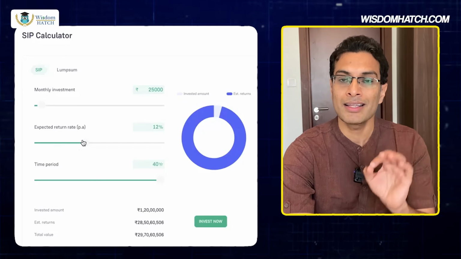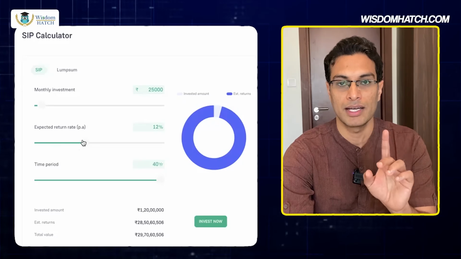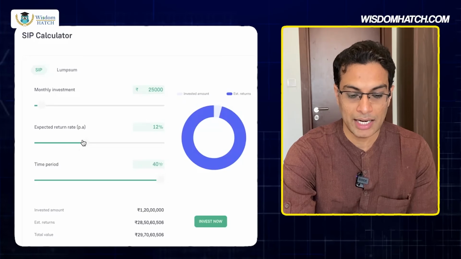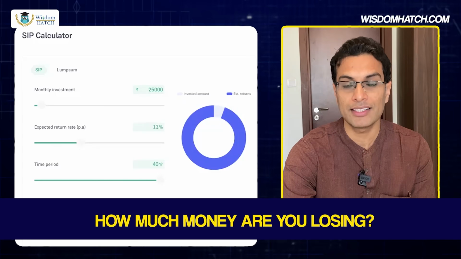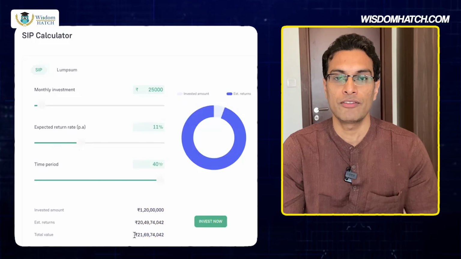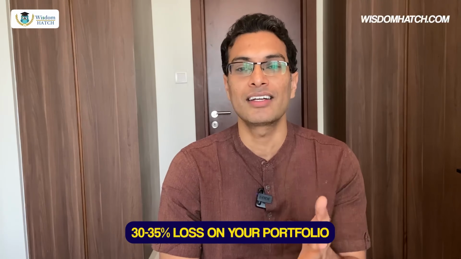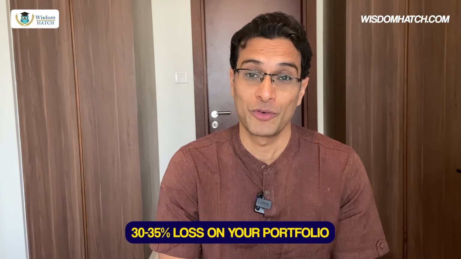Okay, अब इस number को change करते हैं just by 1%. That's it. Just 1% difference I'll create due to that. So how much money are you actually losing? So from roughly 30 crores, now you are down to 21.5 crores. अगर आप 21.5 को बेस मानोगे, तो कितने परसेंट का डिफरेंस हो गया आपके पोर्टफोलियो में? It's at least 30%, 35% loss on your portfolio. This is crazy. People just saying that it is only a 1% difference.